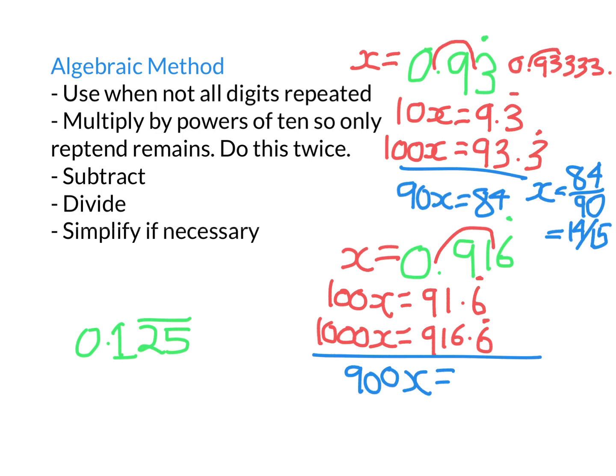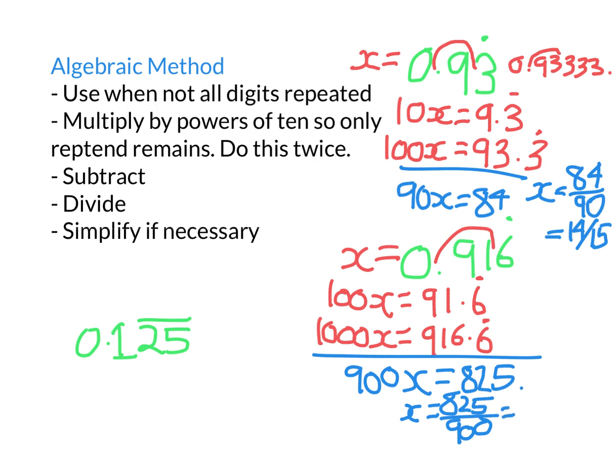916 minus 91, so just subtract 100 and add 9, you get 825. So these reptends will cancel out. That's what I wanted. That's why I did it. So dividing each side by 900, which is the opposite of timesing by 900, I get 825 over 900. So sometimes these are not easy to simplify, but here we can see clearly that both numbers are divisible by 5. So you can use short division if you need help doing the division.